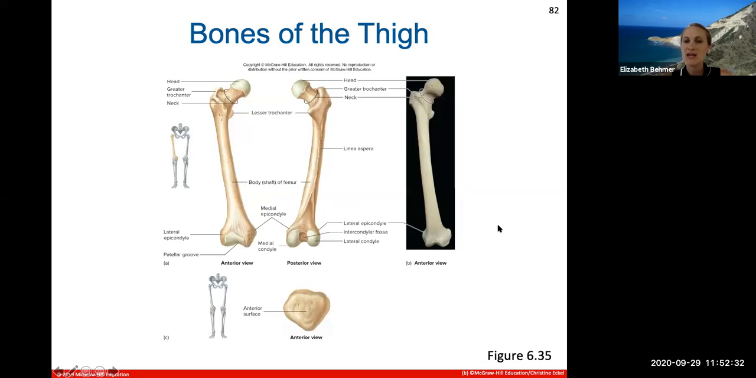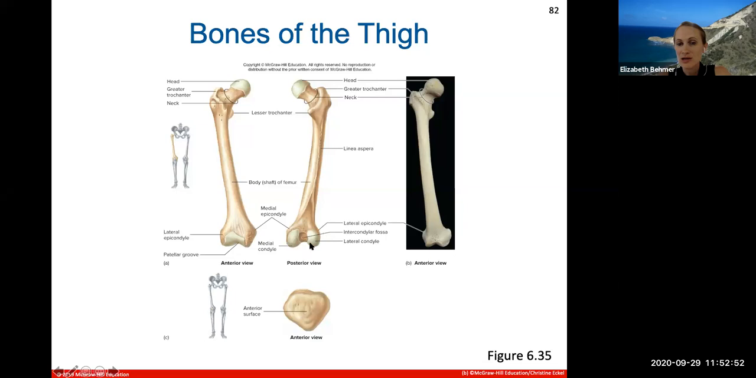Bones of the thigh, here is your femur. You have the head of the femur, a neck, and then you have trochanters, greater and lesser, which are large bony prominences or bumps. You can see the greater trochanter is on the lateral side, the lesser trochanter is on the medial posterior side of the femur.